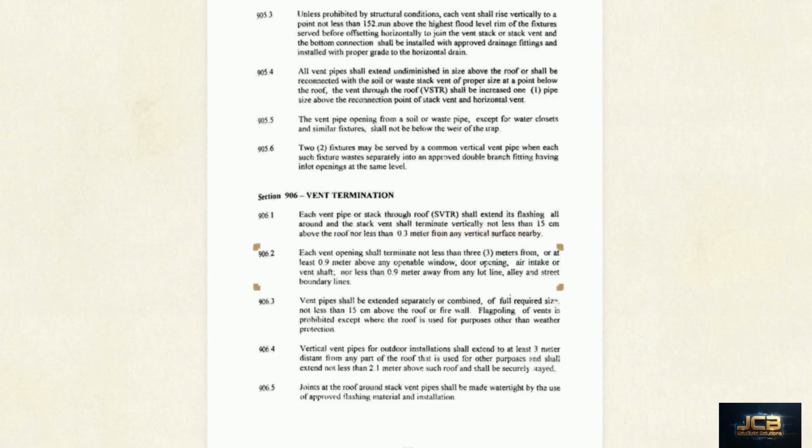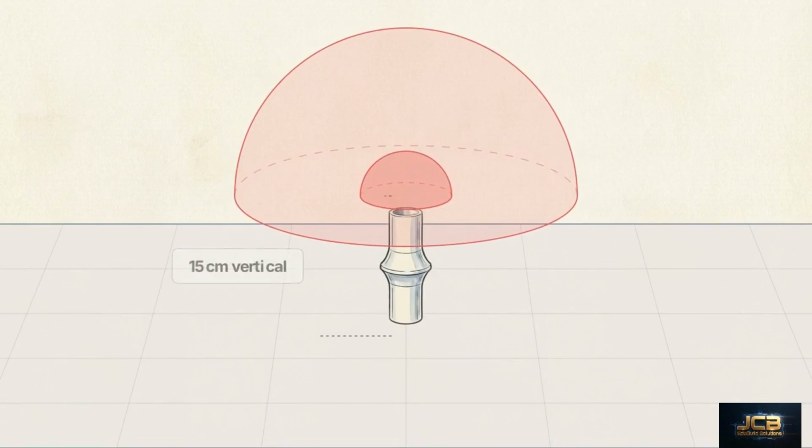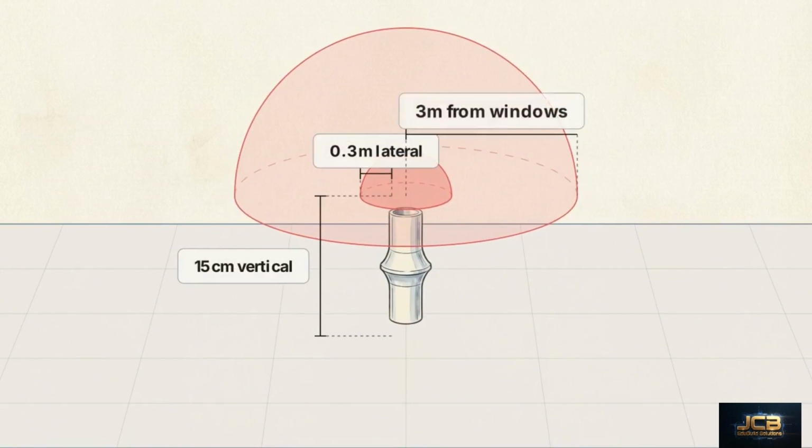Section 906.2 dictates isolation from human occupancy. A vent opening must terminate at least 3 meters laterally from, or at least 0.9 meters above, any openable window, door, air intake, or vent shaft. These combined metrics create a geometric exclusion dome around the exhaust point, isolating the area.